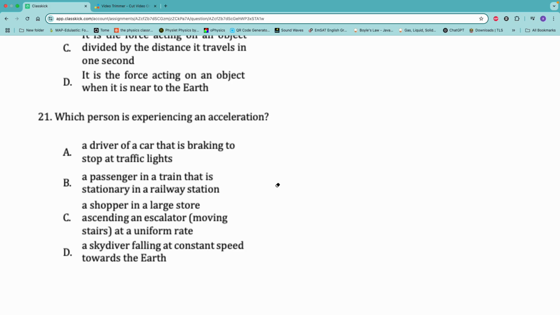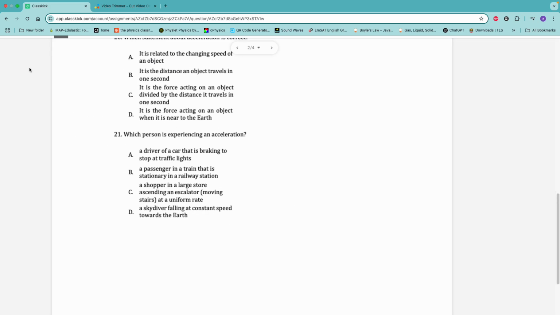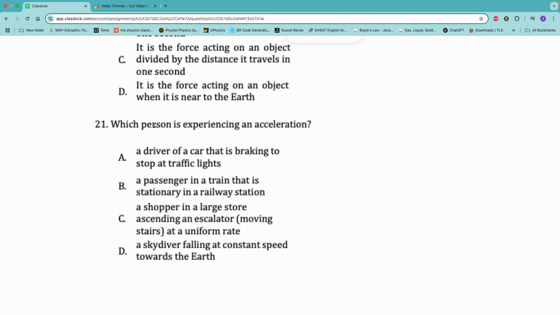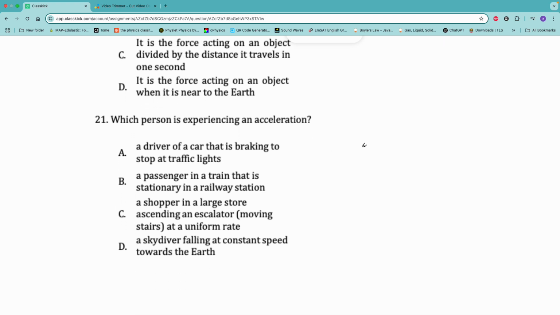Going to question 21. Which person is experiencing acceleration? How to know? We have situations. An object might move but have no acceleration. When exactly might this happen? If the object moves with constant speed in the same direction. So if velocity is constant, what does it mean?